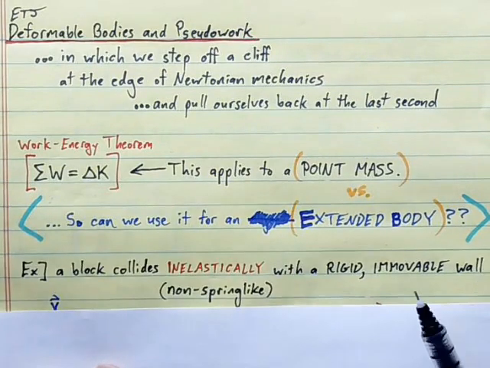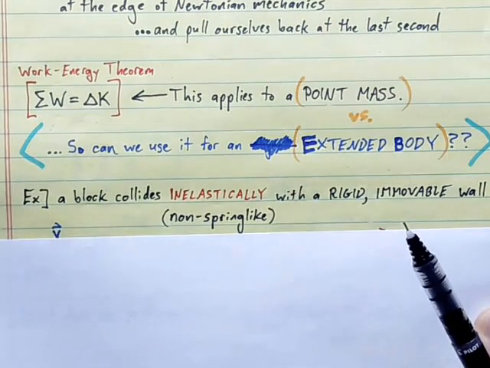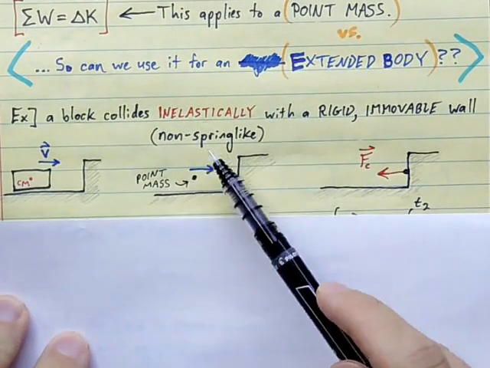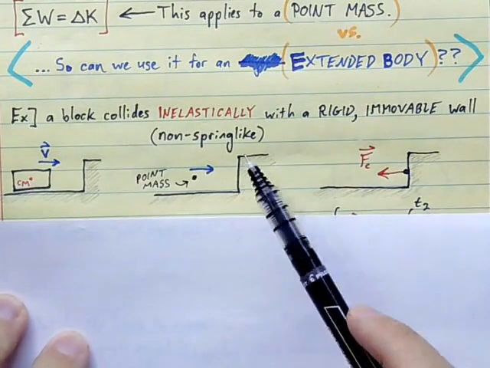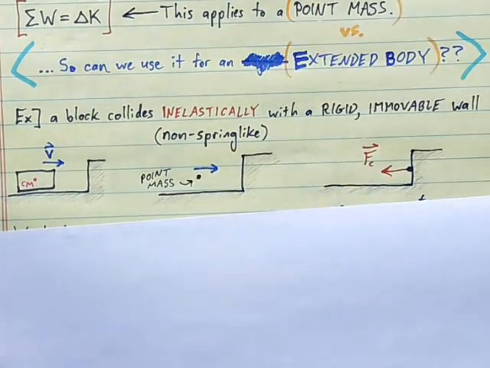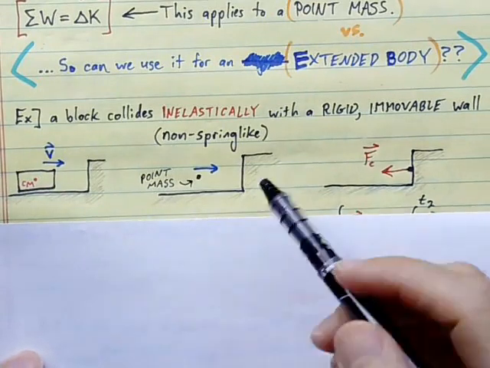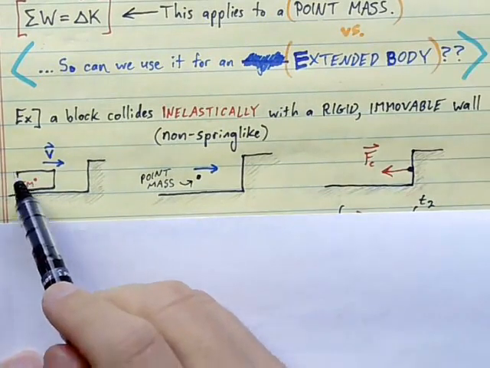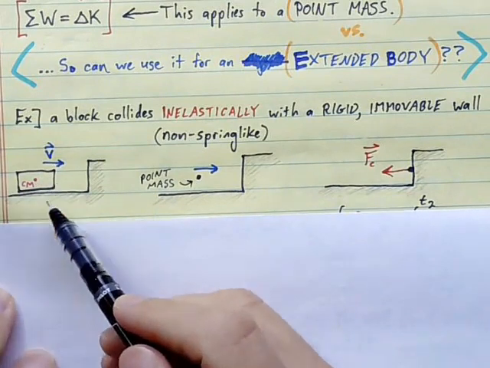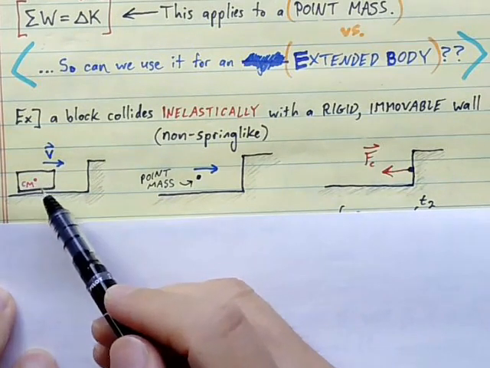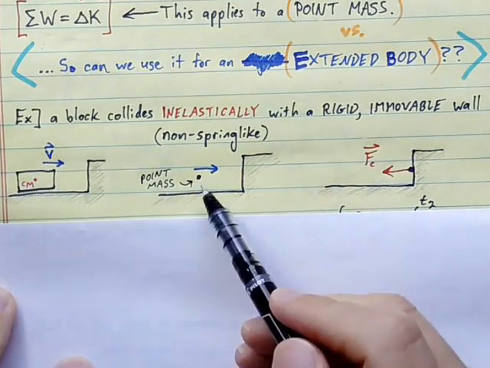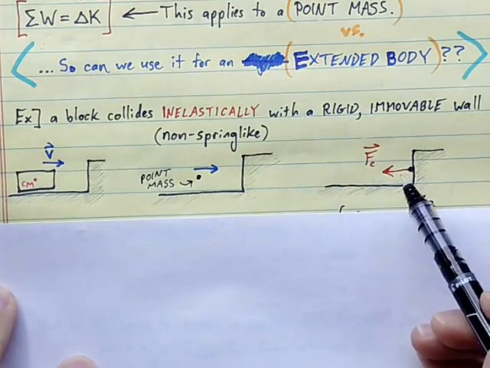For instance, if we have a block colliding inelastically with a rigid, immovable wall. Inelastically means it's not a spring-like collision. It's not a bouncy collision. It's just going to smack into that wall and come to rest, let's say. So here initially is our block with a center of mass. Normally, we would like to just approximate this extended body, this whole block, as just a single point mass located at the center of mass, and let that point mass hit the wall and study that collision.